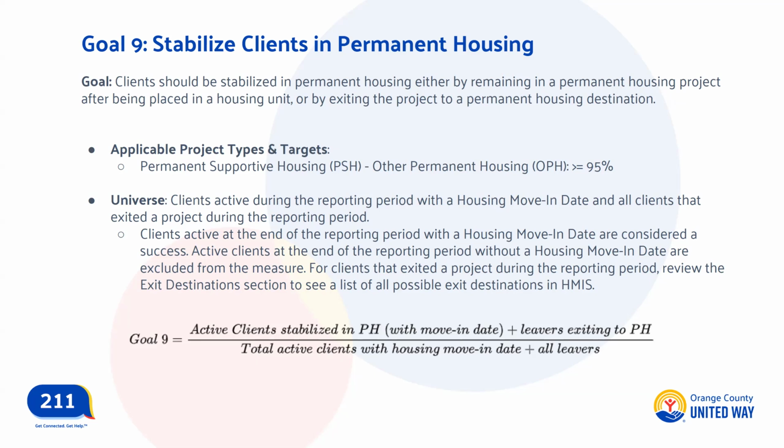It's looking at stabilizing clients in permanent housing. So clients should be stabilized in permanent housing either by remaining in the permanent housing project after being placed in a housing unit or by exiting the project to a permanent housing destination. And the threshold goal is greater than or equal to 35%. The universe of clients is clients active during the reporting period with a housing move-in date and all clients that exit a project during the reporting period.